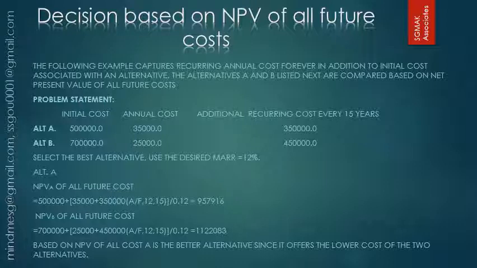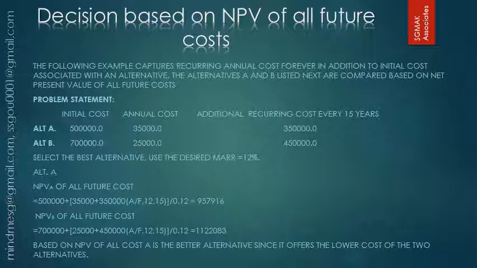Together they give you a total cost of $957,916. The key thing to note here is how the annual cost and the recurring cost every 15 years are converted into a single sum at time t equals 0, right now at present.